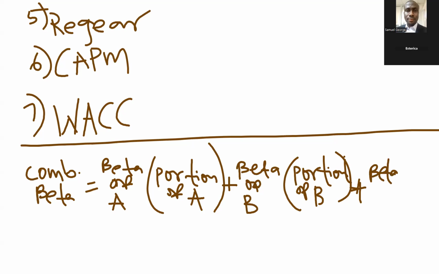beta of C times portion of C. So this is how you calculate combined beta. That is why we need to get the market value. What is the portion in the whole of the business? Say the value of activity A is 110 million. Then the total market value of all the activities is 200 million. Just say 110 divided by 200, that's the portion of A.